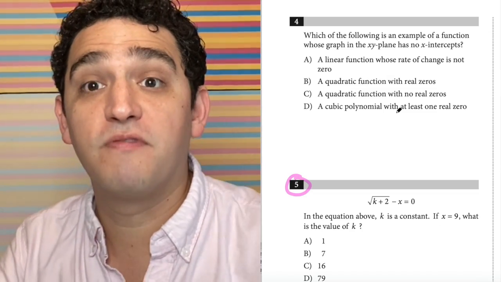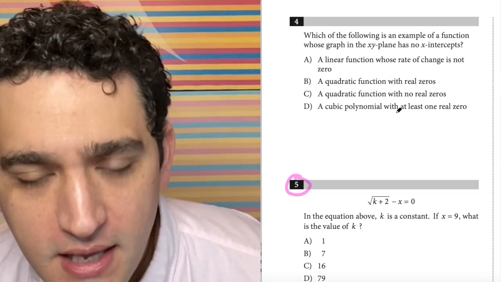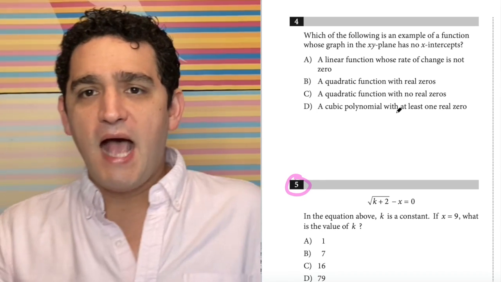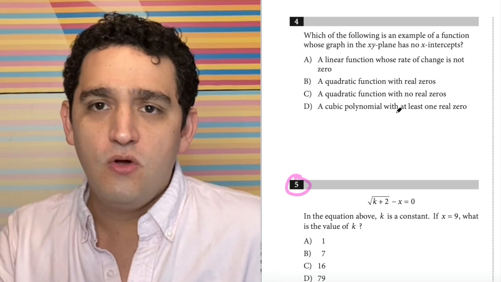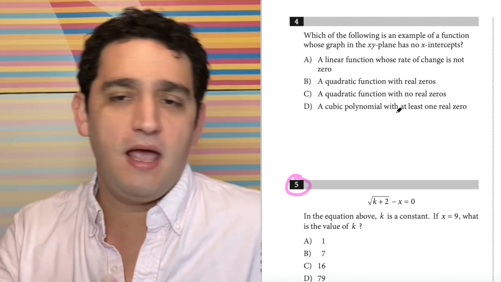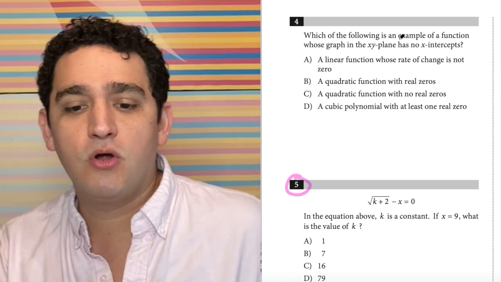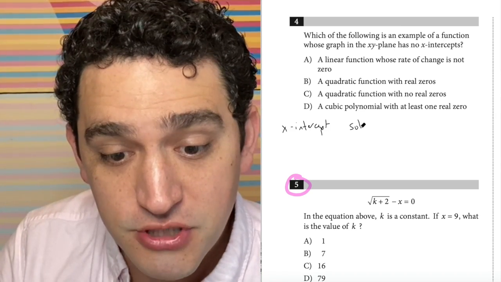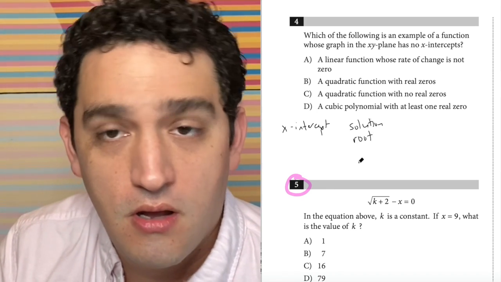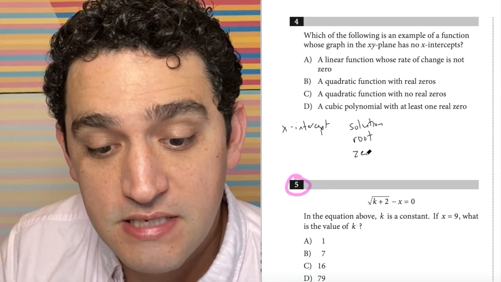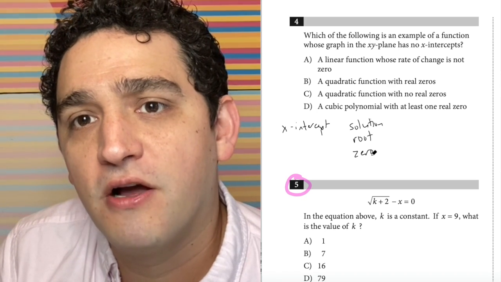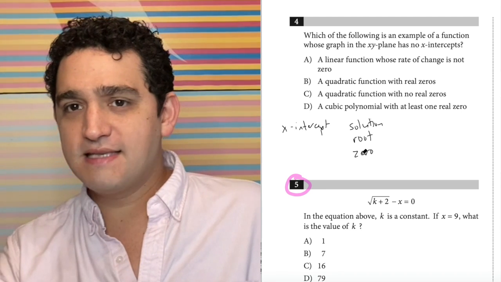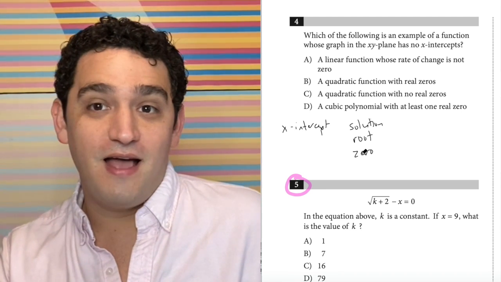Moving forward to number 4. Which of the following is an example of a function whose graph in the xy plane has no x-intercepts? Well, vocabulary is very important here. And I want to point out some of the words we use for x-intercept: solution, root, and we say 0 sometimes. A 0 is a point on a function where y equals 0. So if a function has x-intercepts, a function has zeros.